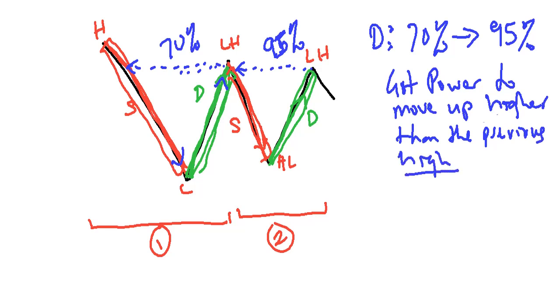Okay, apologies for the bad writing. Hopefully you can read it. So the price got power to move up higher than the previous high. Now, that is one conclusion we can make, right? So that means we have an upward move power now. Now we want to see the downward move power.